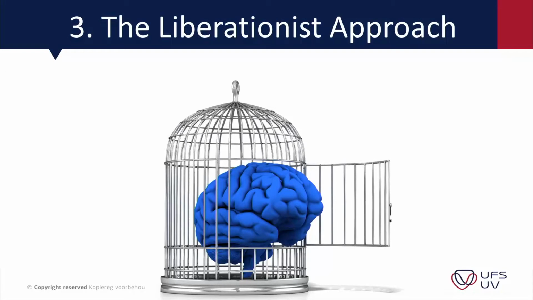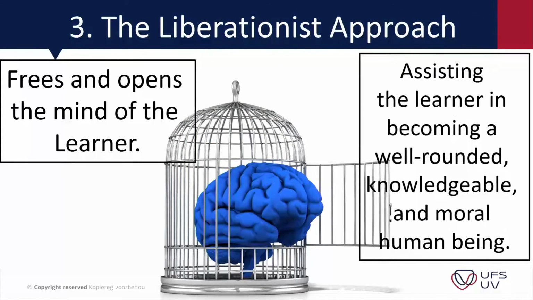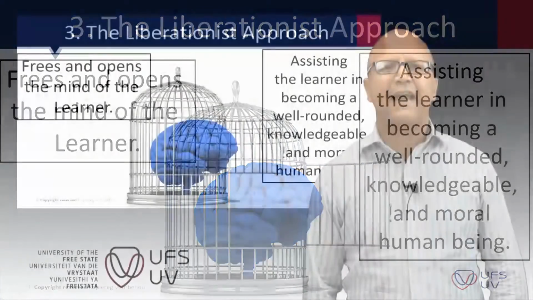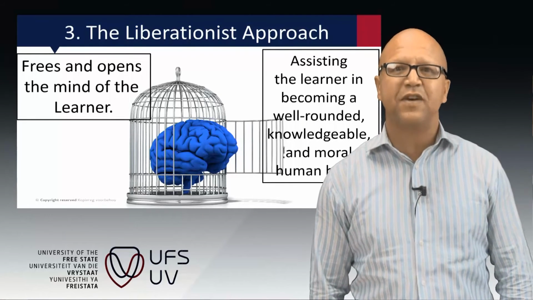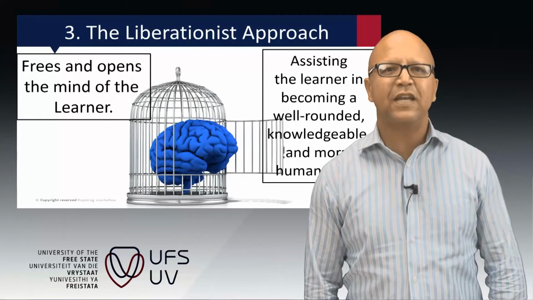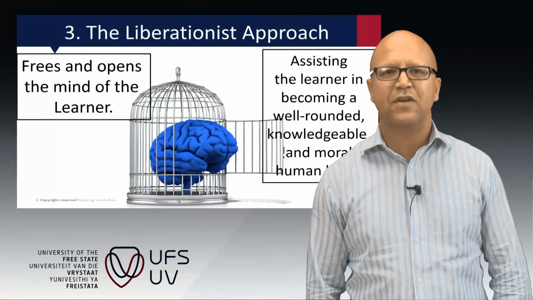Let us have a look at the third and final approach, called the Liberationist Approach, which views you as the teacher as one who frees and opens the mind of the learner, initiating him or her into human ways of knowing and assisting the learner in becoming a well-rounded, knowledgeable, and moral human being. The classical idea of a liberal education underwrites the mainstream version of this approach. In our reading, Robert Umbras appears to be engaged in this approach.